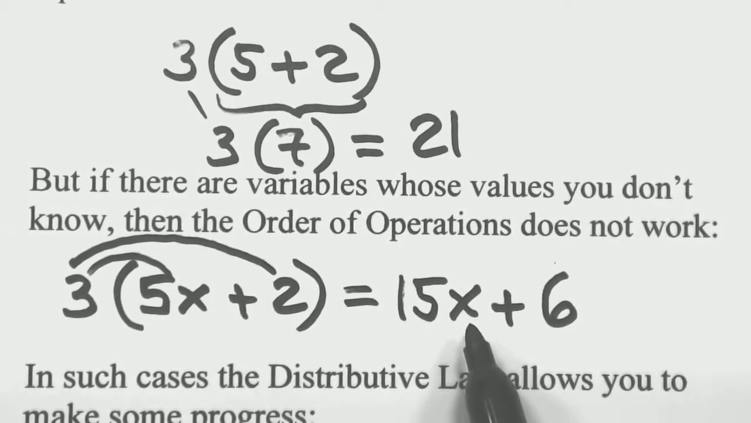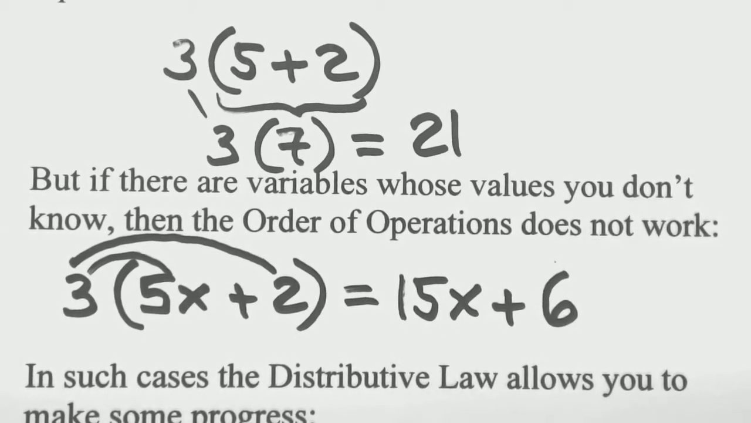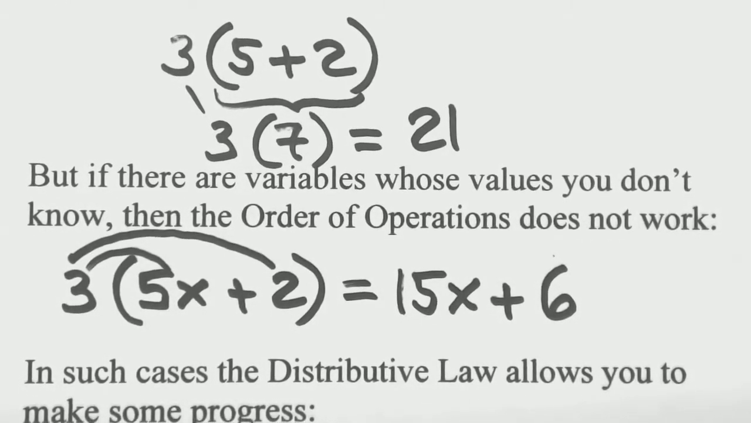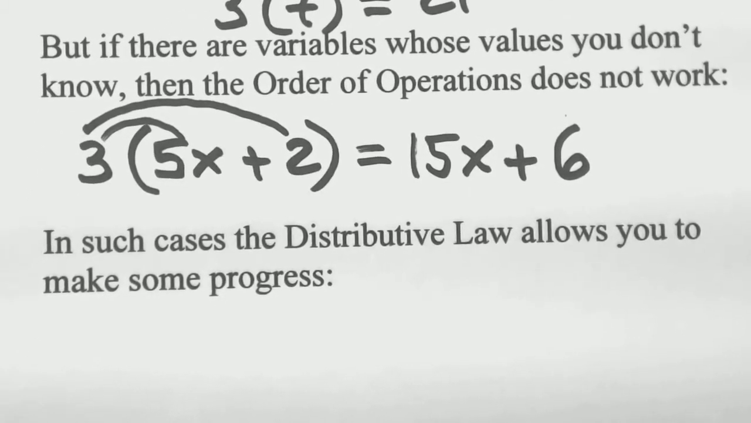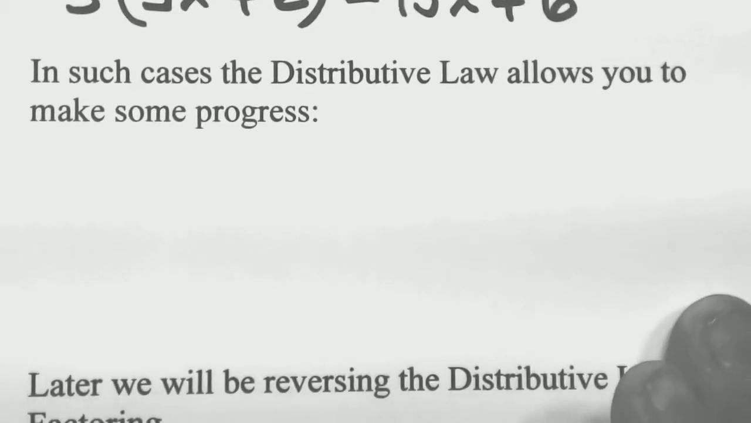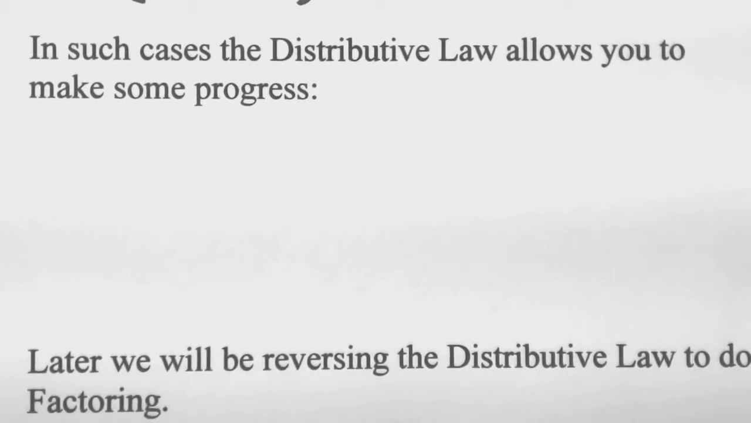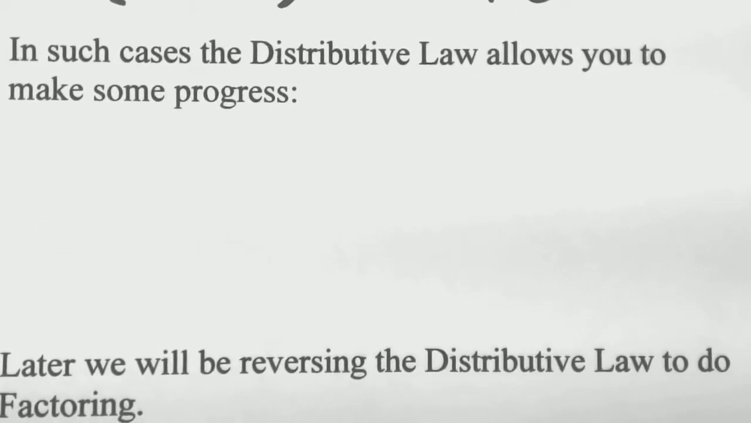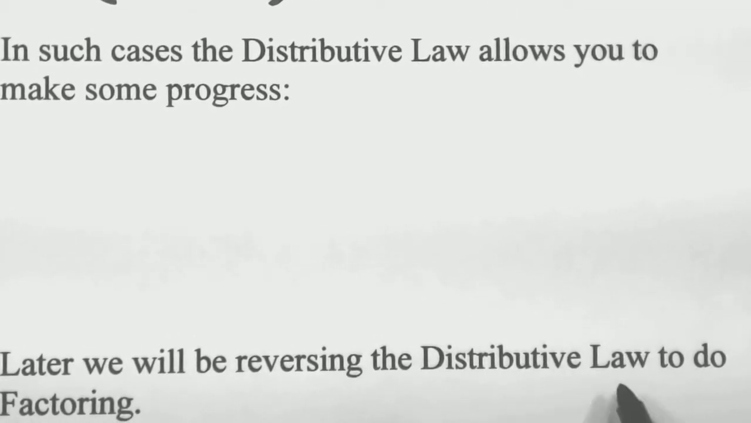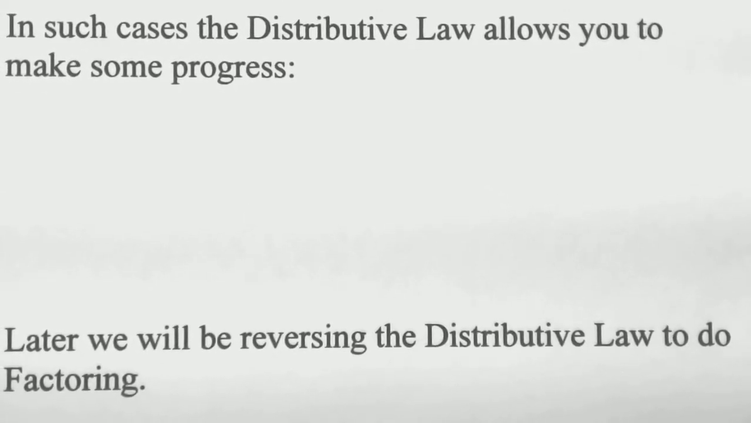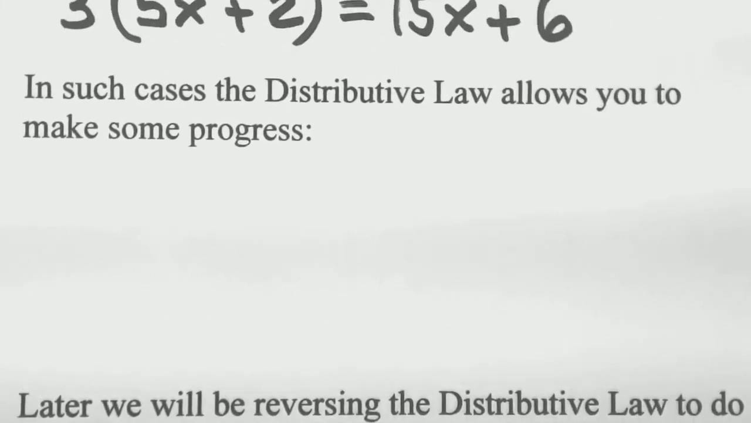This is known as the distributive law, and what it does is it allows you to make some progress in solving the problem. Now, a little bit later on, we're going to bump into cases where what we're going to do is reverse the distributive law. And when you do the reverse distributive law, it's what is known as factoring. There will be a lot of this later in the course. Let me give you a little peek to begin with at what is going on.